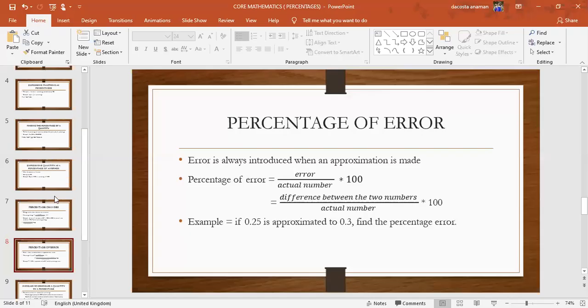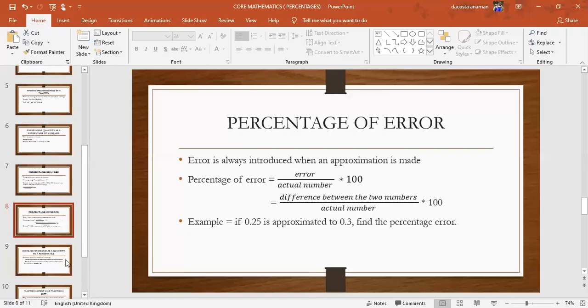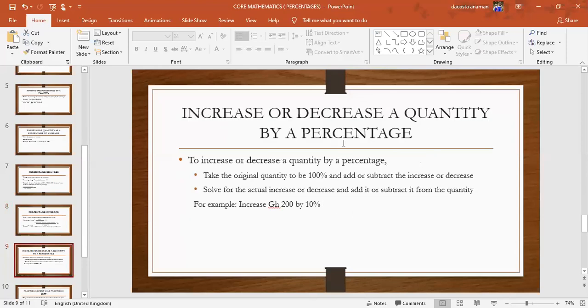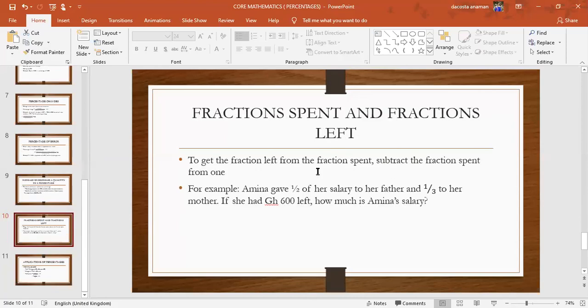So let's move on to the next one, which is the increase or decrease by a percentage. This one we have already done. Now let's move on to the fraction spent and fraction left. Okay, so to get the fraction left from the fraction spent, you subtract the fraction spent from 1. That is all about fraction spent and fraction left. Sometimes you'll be given the question in a fraction form and you have to solve for it.